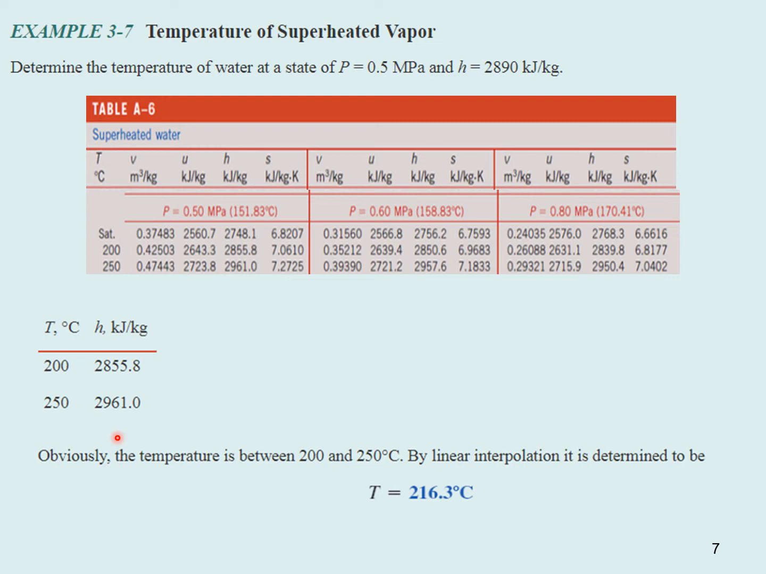If you do interpolation on the Texas Instruments or any Casio, whatever you have, you can determine that by linear interpolation, the temperature is 216.3 degrees C. So at 216.3 degrees C, the enthalpy is 2,890 kilojoules per kilogram. This is something else you're going to have to practice, because you can't figure it out on a test. You have to practice this skill to get good at it.